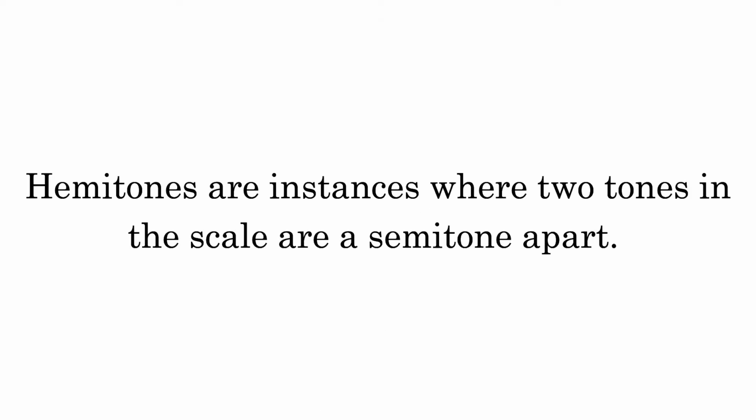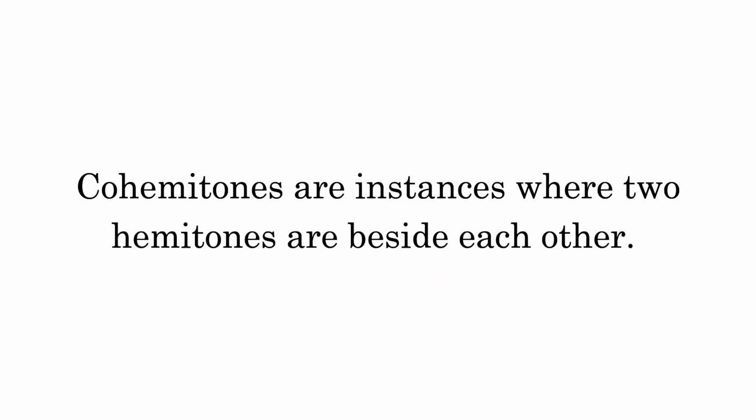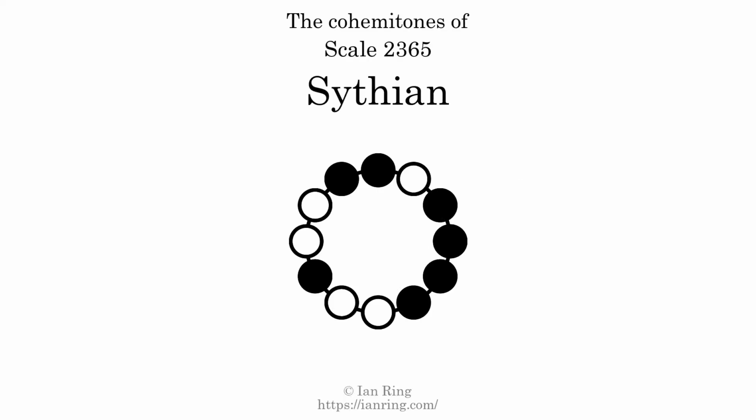Hematones are instances where 2 tones in the scale are a semitone apart. This scale has 4 hematones. They are at positions here, here, here, and here. Cohematones are instances where 2 hematones are beside each other. This scale has 2 cohematones. They are at positions here and here.